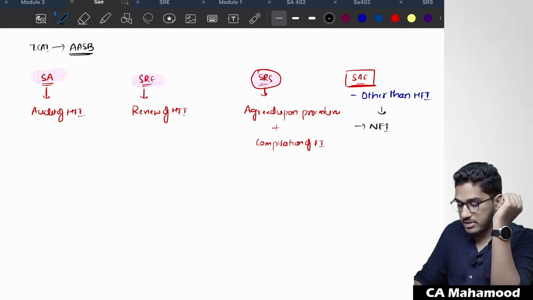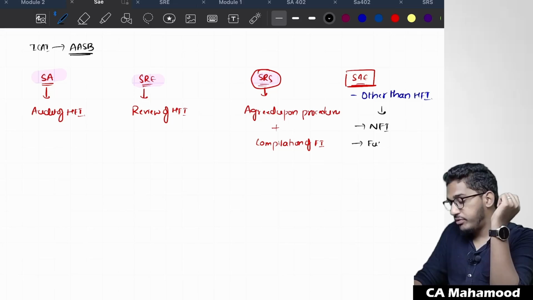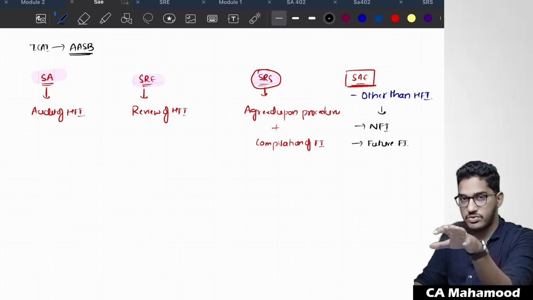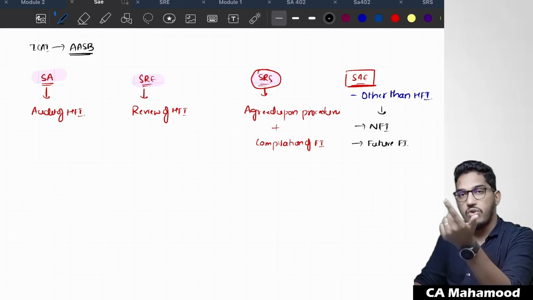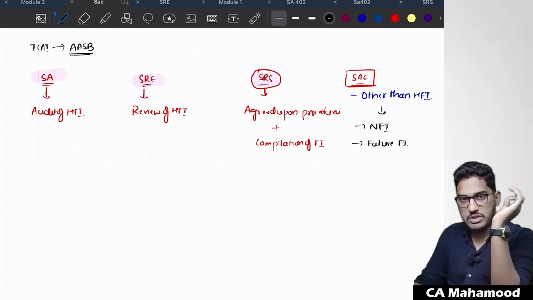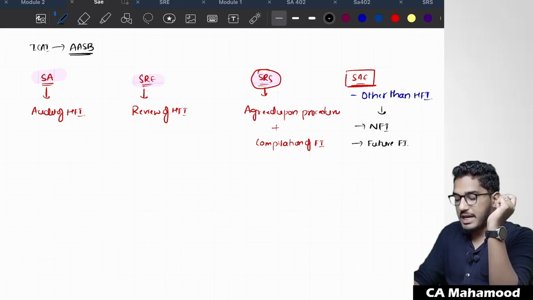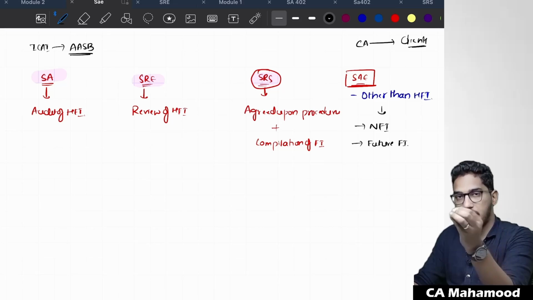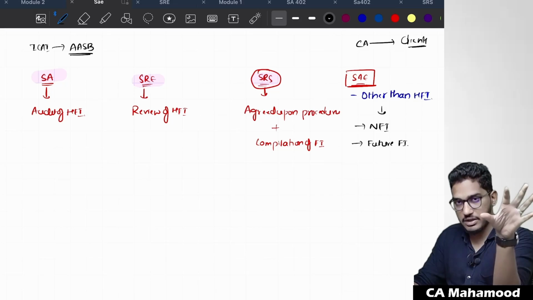It could be non-financial information, or it could be future financial information. It could be what? Future financial information. When I say other than historical financial information, it could be future financial information, or it could be non-financial information altogether. So sometimes as a chartered accountant in practice, you will be called upon by some clients to conduct some engagements which do not have anything to do with the historical financial information.